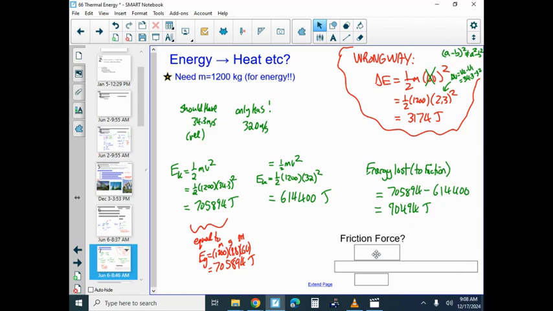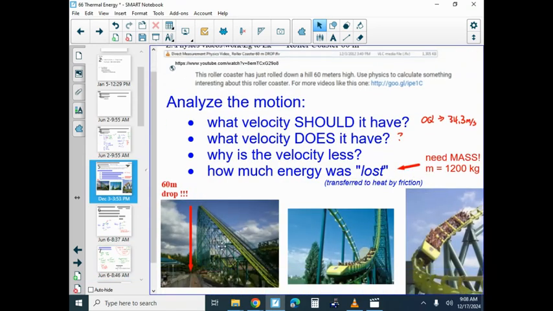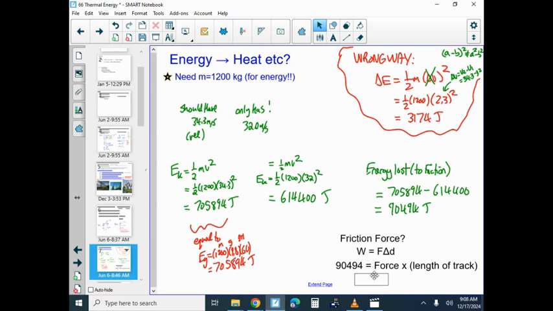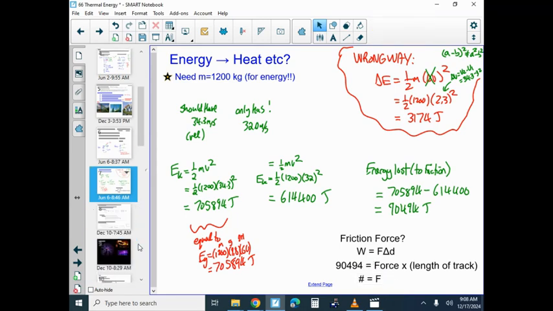And if you were to calculate the friction force, you just have to know the length of the track, right? So actually, no, we don't. We didn't calculate it yet, but we could. If we knew the angle, we'd be able to calculate the length of the track and calculate what the friction force was, easily enough.